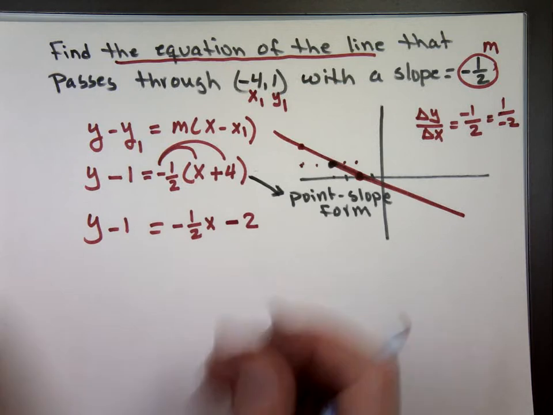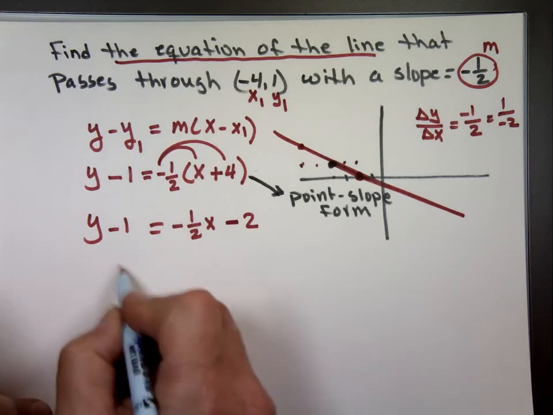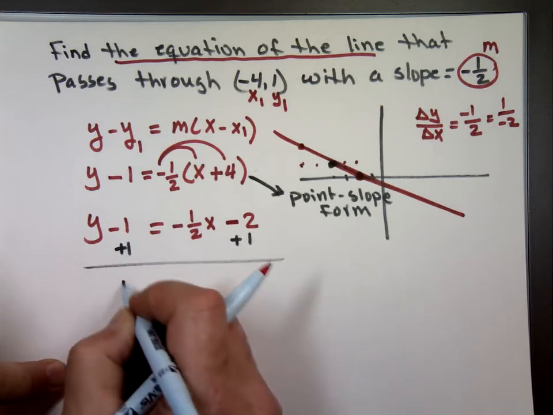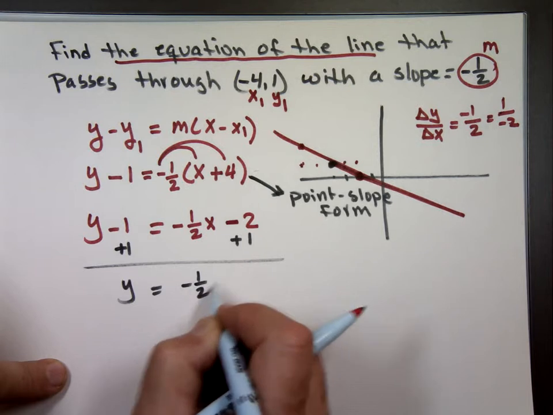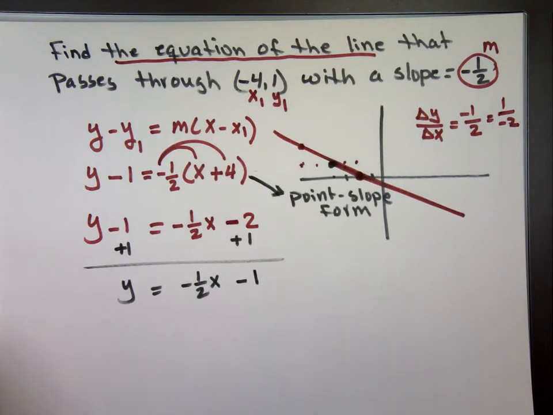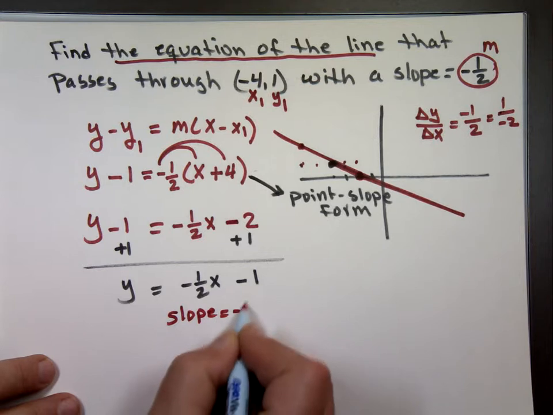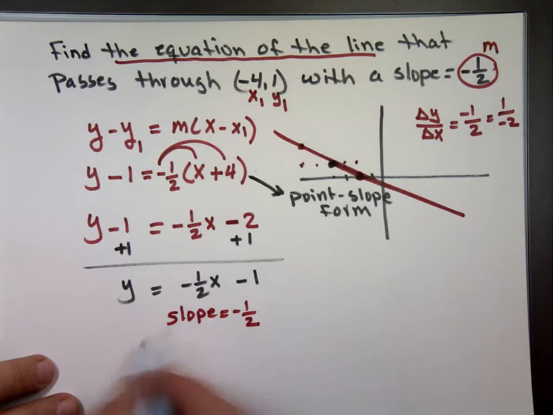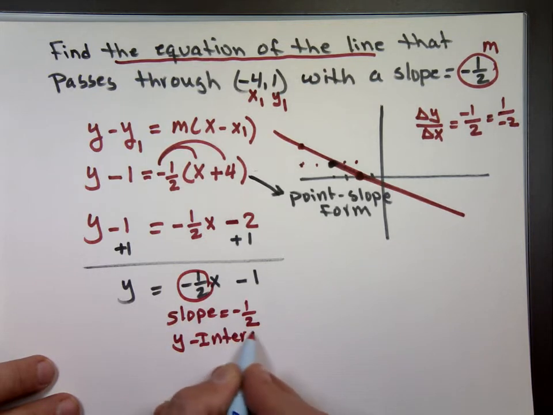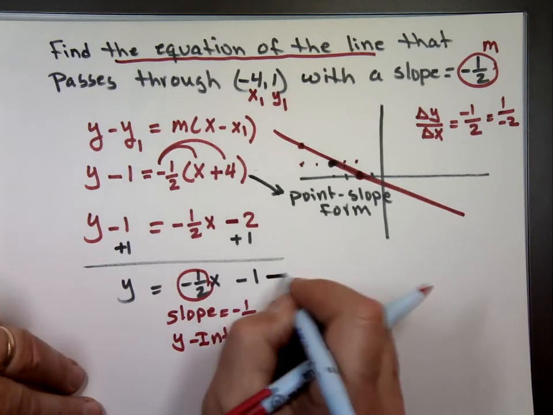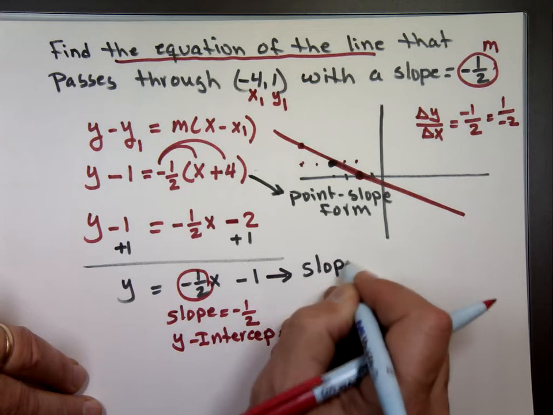Now, if you solve this, how do you solve this? Add 1. y equals negative 1/2 x minus 1. If you look at this, go back to algebra. What is your slope here? Negative 1/2. That's this number. What's the y-intercept? Negative 1. That's why this form is called the slope-intercept form.